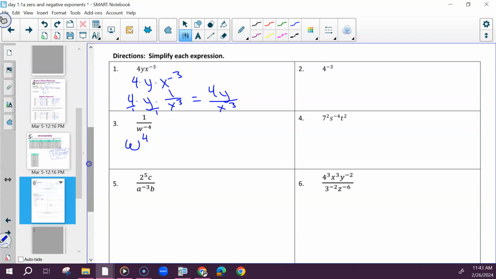So it depends on your placement of where the negative exponent is, but you're still taking it and flipping it, making the exponent positive. So when you flip it with the -4, will the 4 stay with the w? Yes. So wherever the exponent is, it stays with that variable, and it just changes to a positive. Other questions so far?